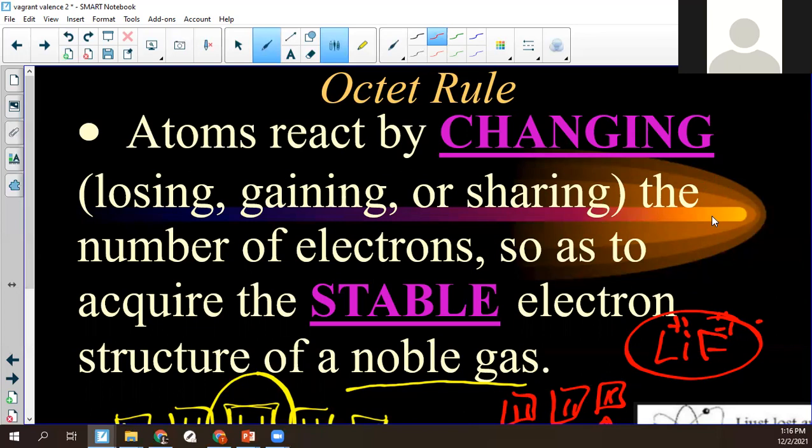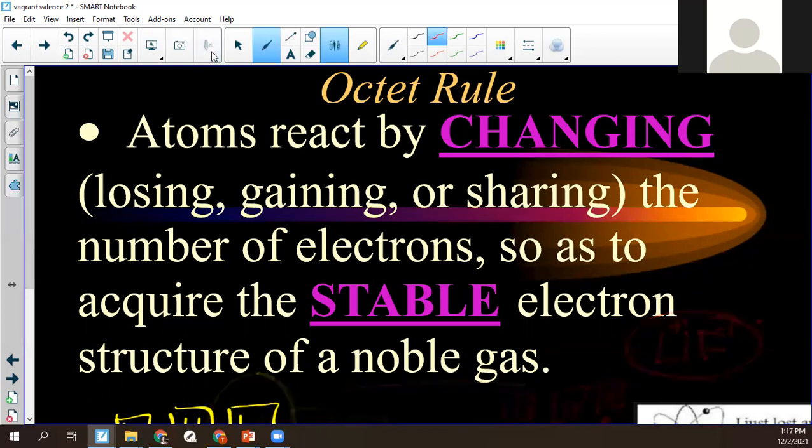Okay, here we go. Atoms, just as we find them on the periodic table, before they're with anything else, react by changing their valence electrons. I'm going to write a ton on this and talk on this slide for a while. You're welcome to take additional notes instead of complaining. It's the best slide in years. Are we ready? Atoms react by changing the number of their valence electrons so as to acquire the stable electron structure of a noble gas.